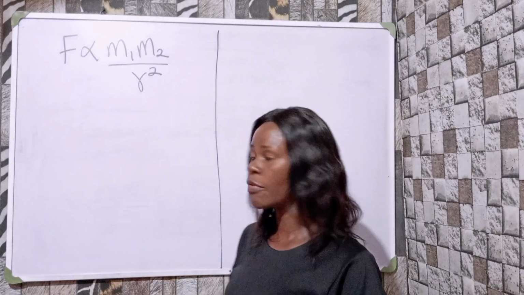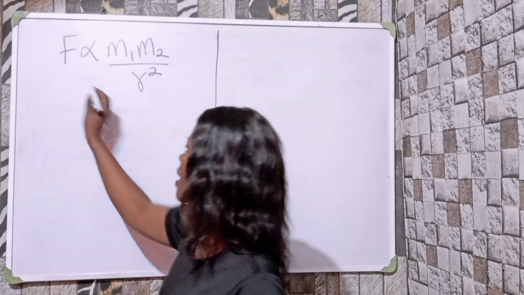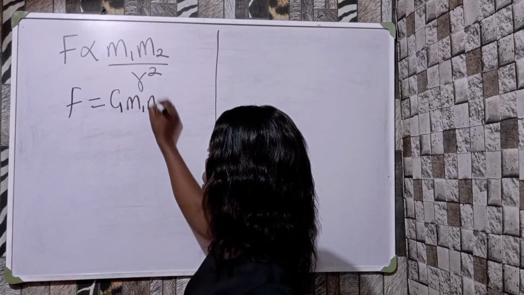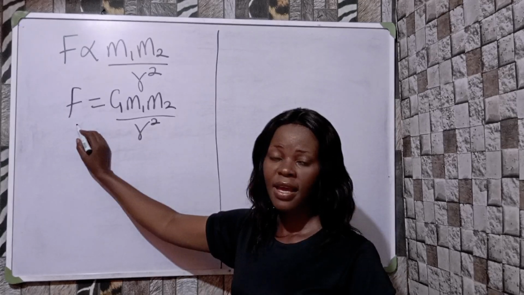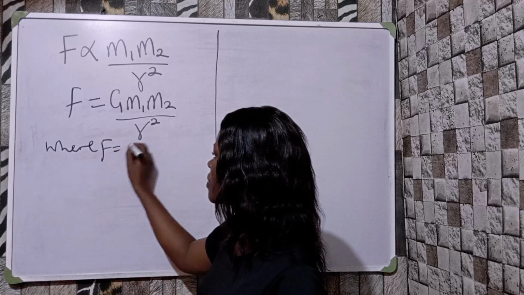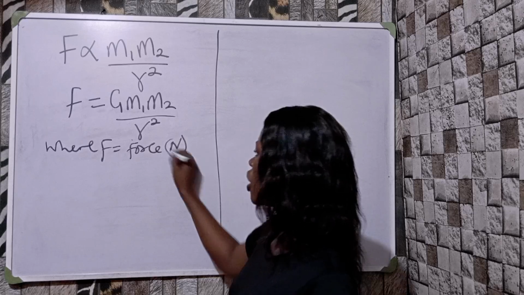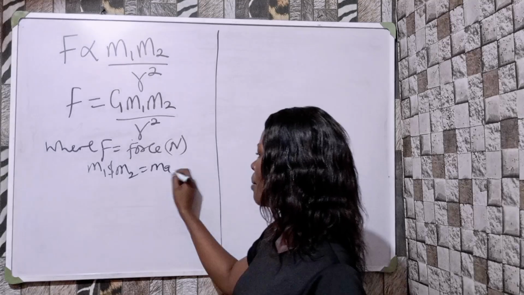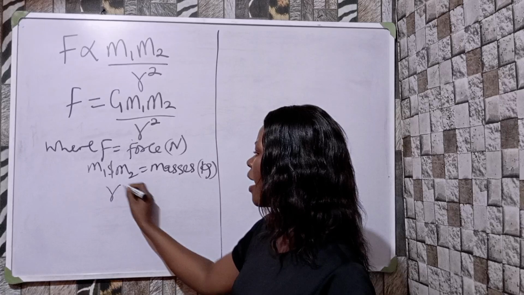So let's look at what we have. We are going to remove this proportionality sign and introduce a constant. So we have F equals G m1 m2 over r square. What is this? F is the force, gravitational force, measured in Newton. m1 and m2, their masses, measured in kilogram. Then r is distance.